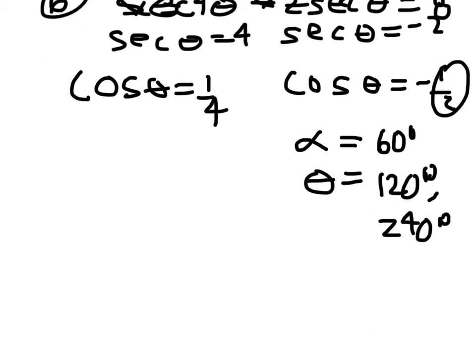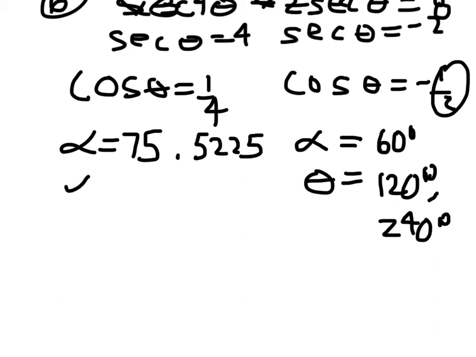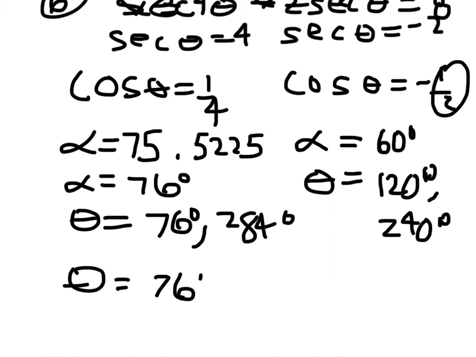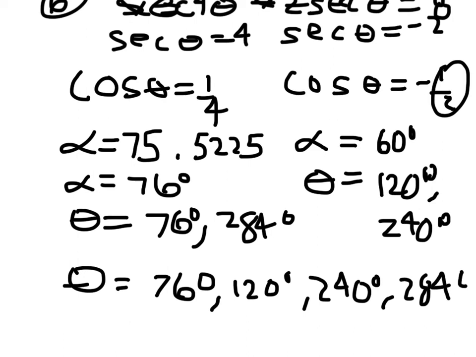We'd have to use our calculator to get our reference angle here. Inverse cosine of 1/4. It asks us to round it to the nearest degree. And 1/4 is positive, so let's go into quadrant 1 where cosine is positive, and quadrant 4 would be 360 minus 76, or 284. So it looks like my answers from smallest to largest would be 76, 120, 240, and 284 degrees.